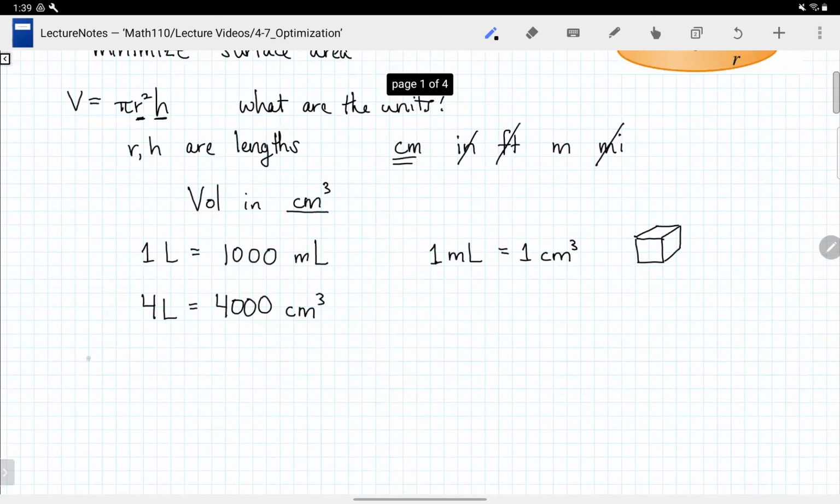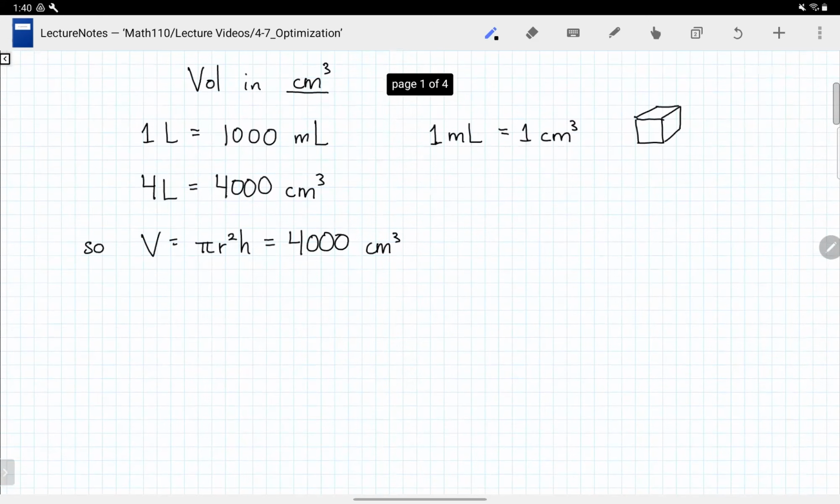So that means the volume, pi r squared h, has to be equal to 4,000, and that's going to be cubic centimeters. Surface area. How do we figure out surface area?